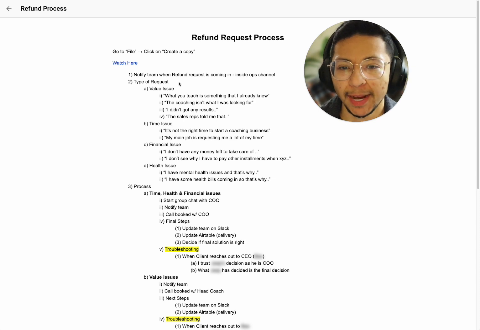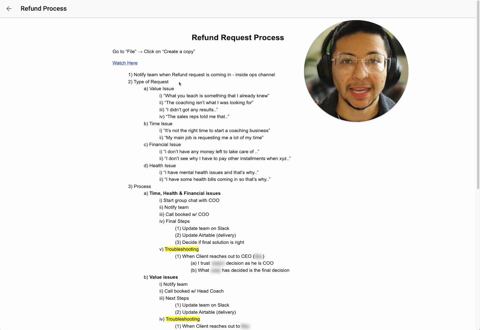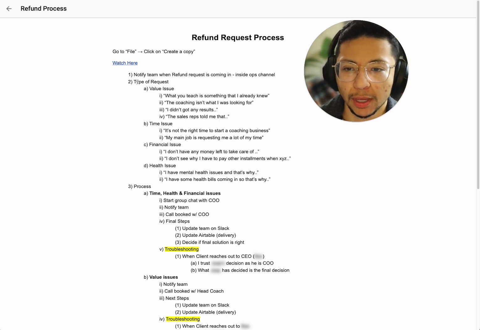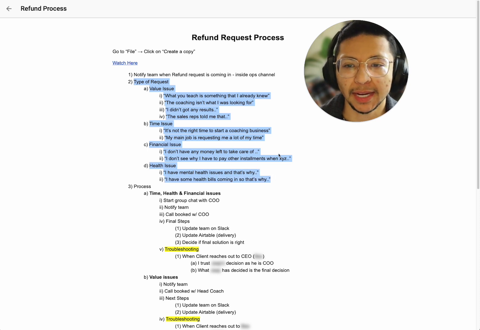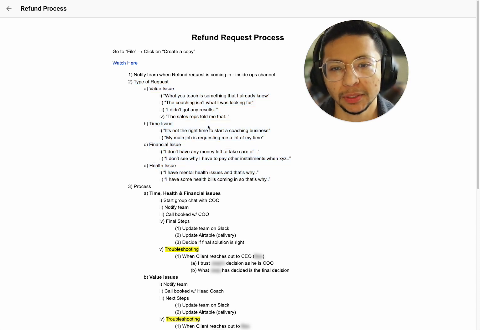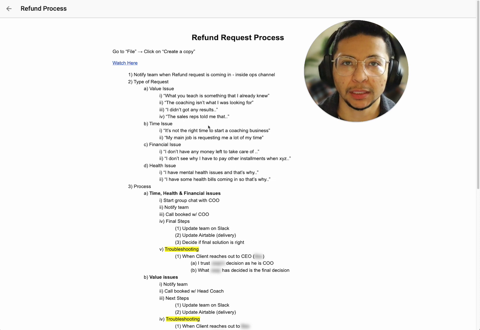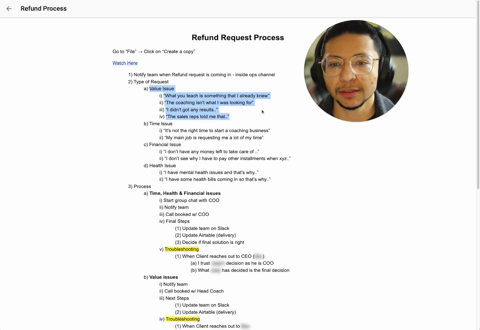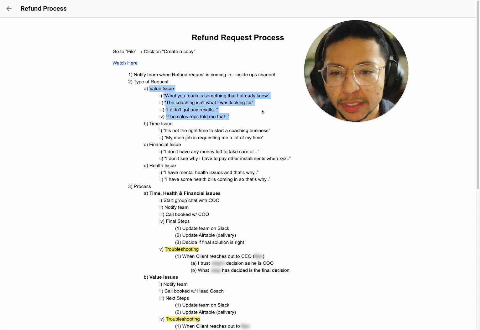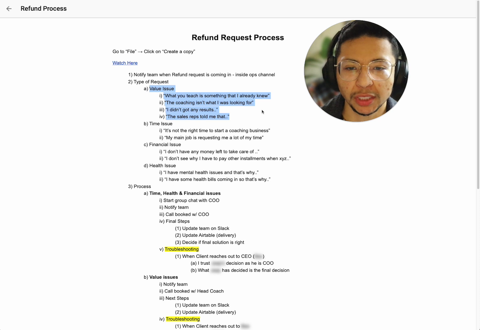And when that happens, we want to still treat that process the way you would a sales process. So with that in mind, there are three to four main types of requests which are going to happen when somebody is requesting a refund, or rather indicating they're not going to be able to pay. When it's a value issue, they will say something to the effect of, what you're teaching me is something I already know, or this is not what I was expecting, or this coaching sucks, or the coaching isn't what I was looking for.